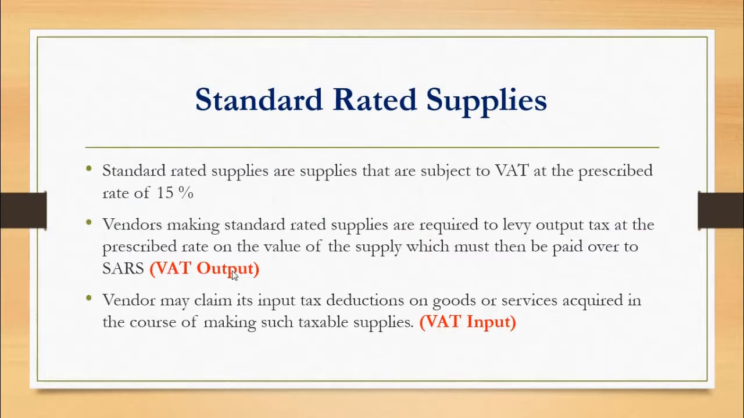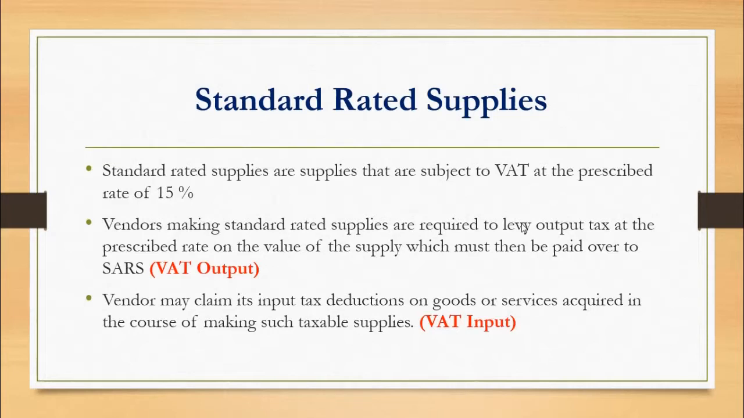First and foremost, we're going to look at the most common standard rated supplies. So what are these standard rated supplies? Standard rated supplies are supplies that are subject to VAT at the prescribed rate of 15%. These are the normal goods that do attract a 15% VAT charge on them. Vendors that are making standard rated supplies are required to levy output tax at the prescribed rate on the value of the supply, which must then be paid over to SARS.